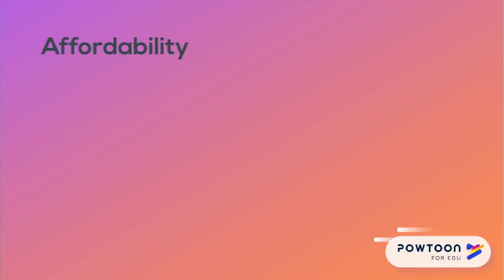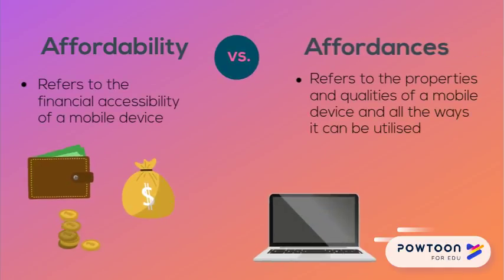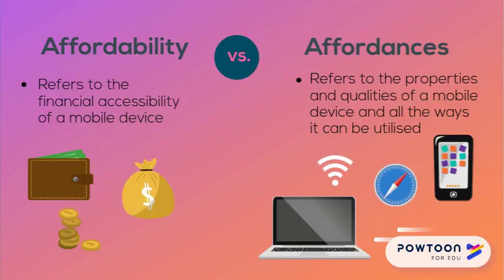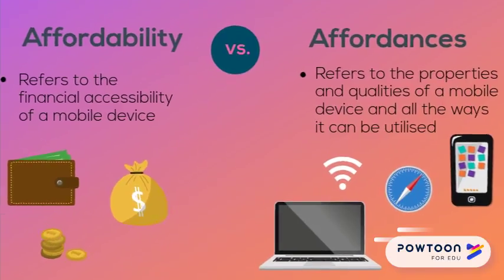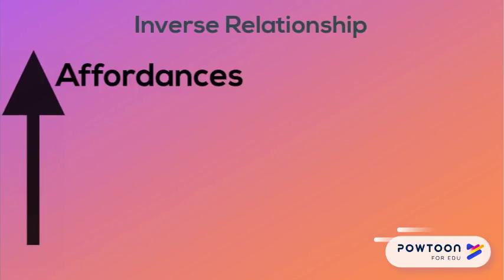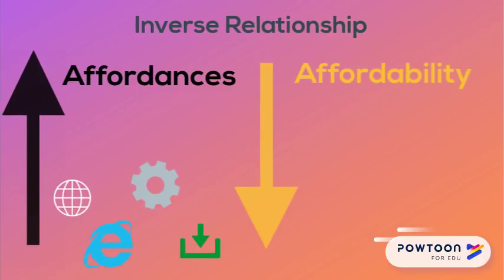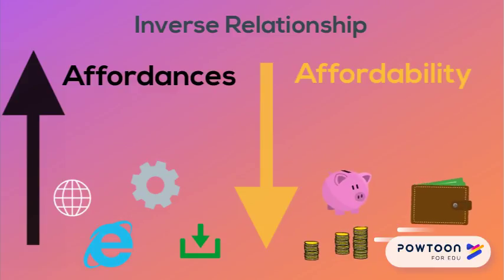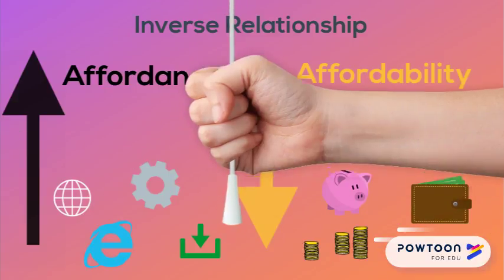Affordability refers to the financial accessibility of a mobile device, whereas affordances refers to the different qualities and properties offered by the mobile device, such as internet connectivity. Affordances and affordability have an inverse relation, meaning devices with high affordances have low affordability and vice versa. For example, a smartphone has high affordances as it can be used for calling, texting, social media, and so on.